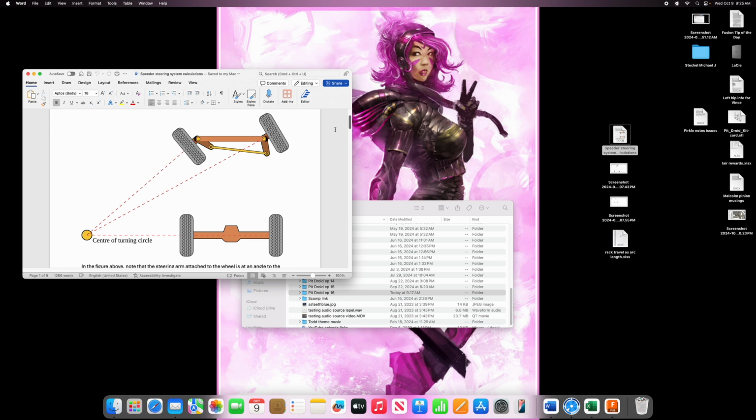But basically, Ackermann geometry is this. For any turn, you want the axles extended out from the wheels to revolve around a common center point. Which is what this diagram shows here. So this is like for your standard car, right? If you're moving forward, your front wheels in a turn, the inner wheel turns more than the outer wheel in order to maintain that common center point.